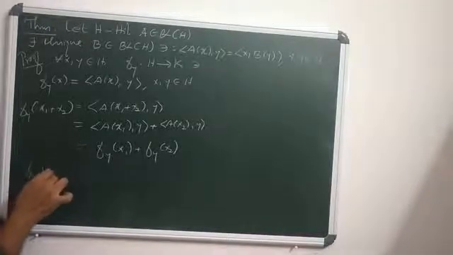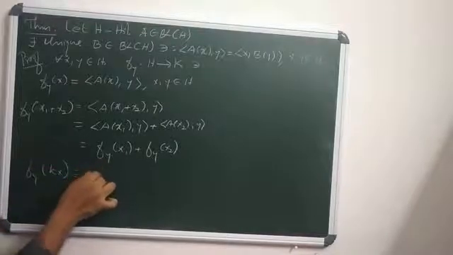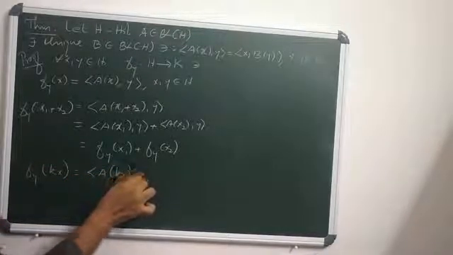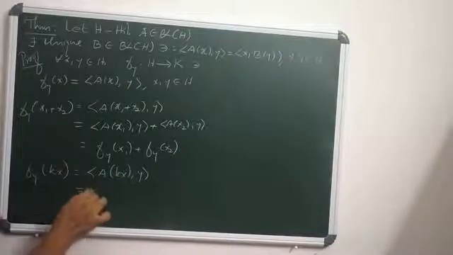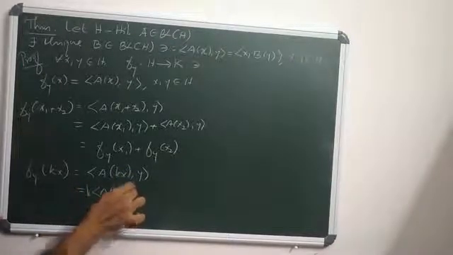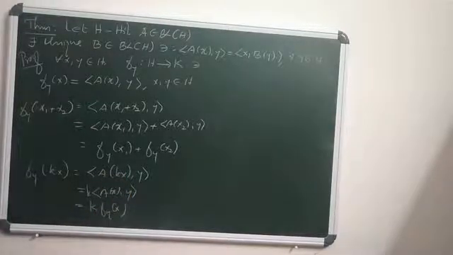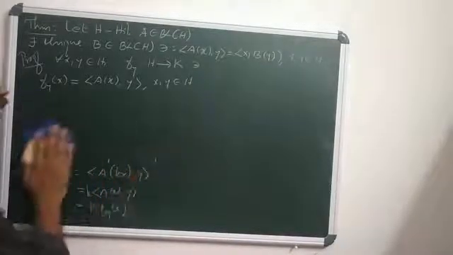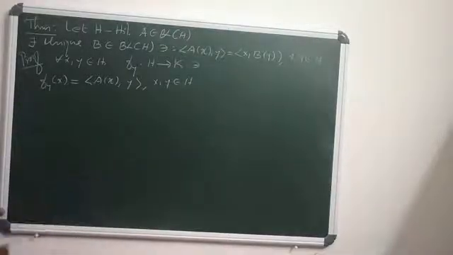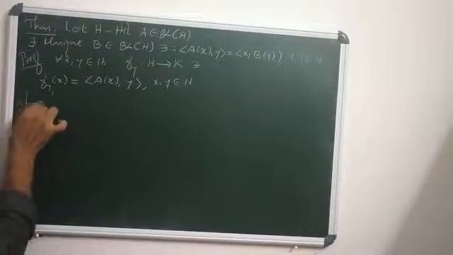Moreover, Fy of kx equals the inner product of A(kx) with y, which equals k times the inner product of Ax with y. Since the inner product is linear, that is k times Fy of x. So clearly, we define Fy from H to K with Fy of x equal to the inner product of Ax with y, then Fy is always a linear function. Why? Because the inner product is linear. Now, what is the modulus of Fy of x?